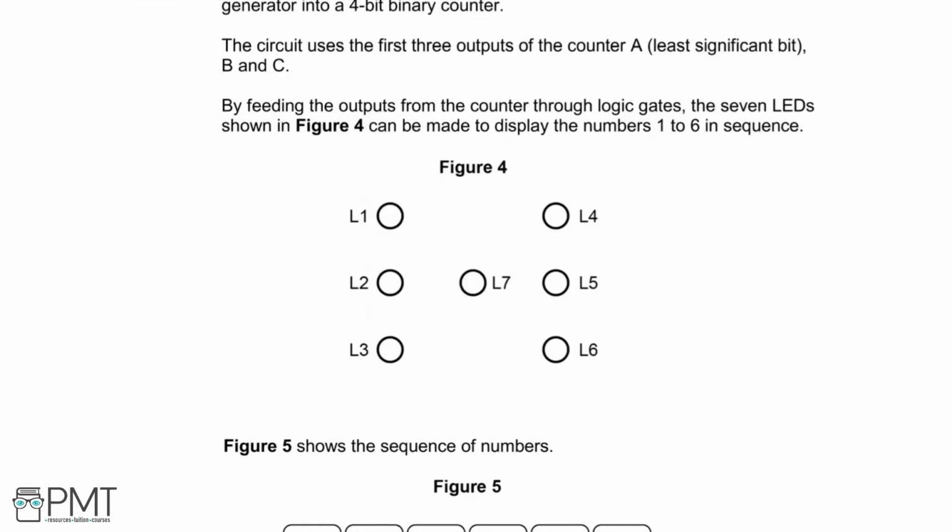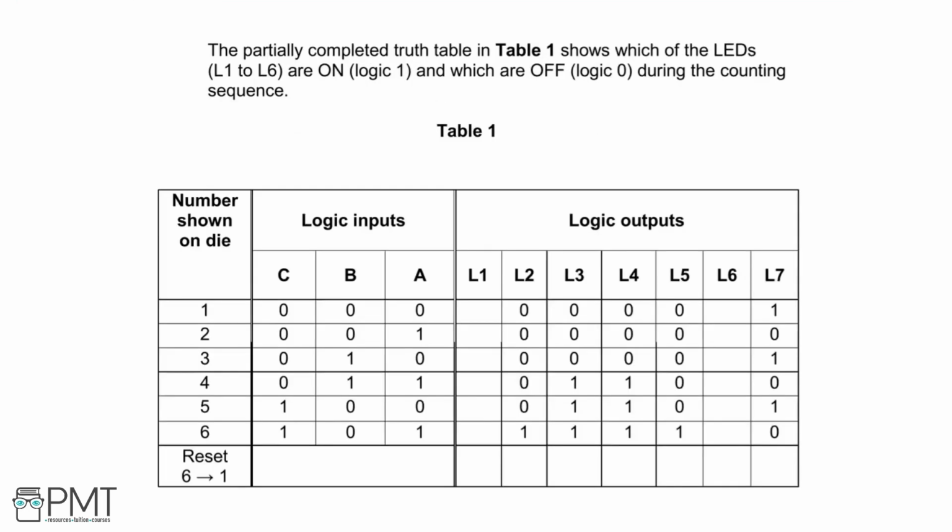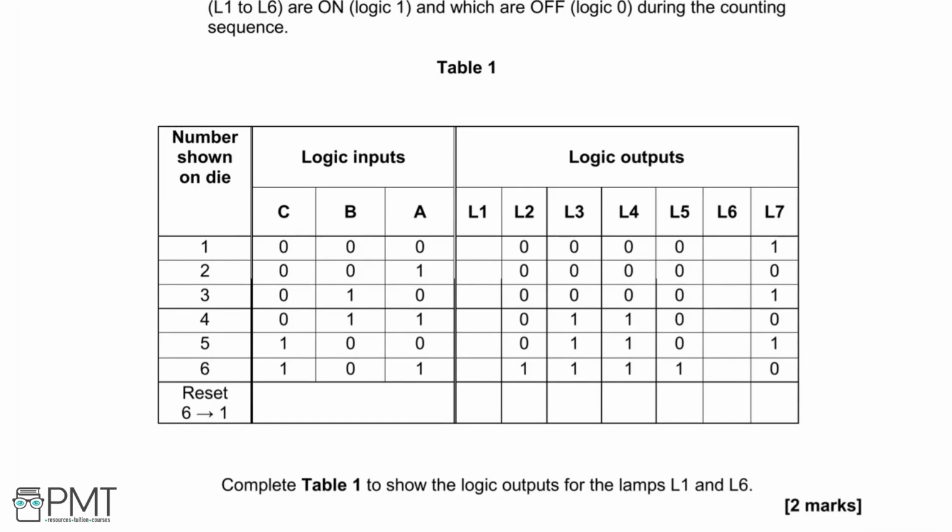So we have figure 4 there with the typical arrangement of dots that you would find on the face of a die. Figure 5 shows the sequence of numbers. The black dots show which LEDs are lit for each of the numbers 1 to 6. The partially completed truth table in table 1 shows which of the LEDs L1 to L6 are on, logic 1, and which are off, logic 0, during the counting sequence. So we've got a pattern of zeros and ones there in the inputs and outputs for numbers 1 to 6. Complete table 1 to show the logic outputs for the lamps L1 and L6.